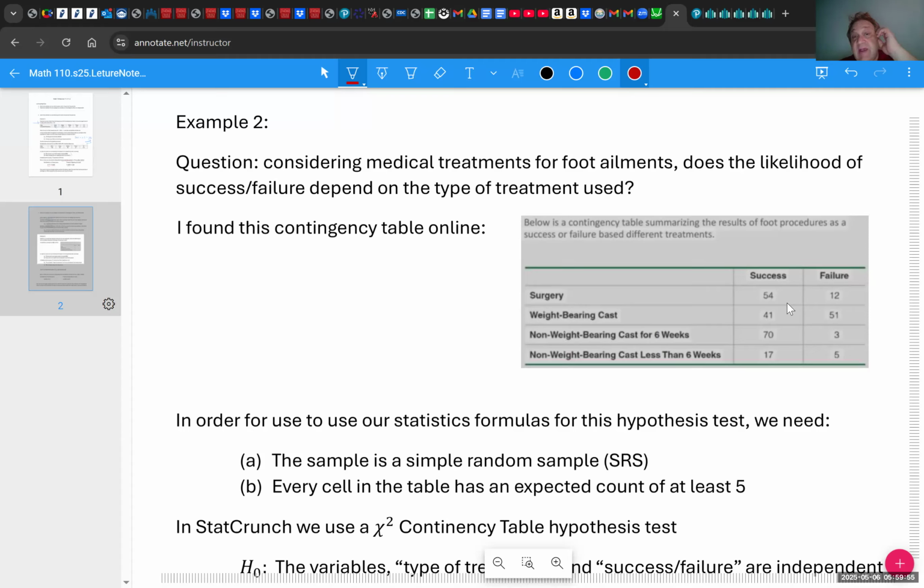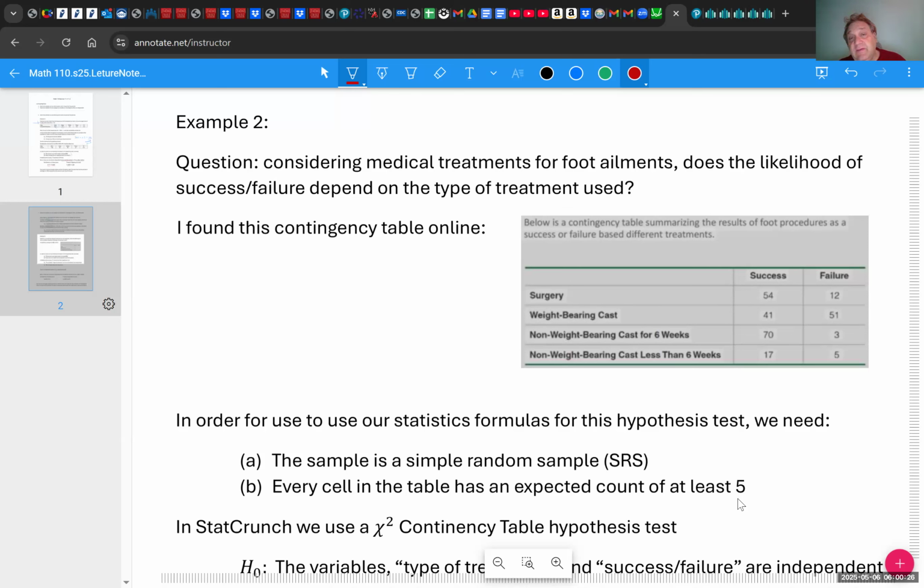All right, so we're going to test whether we can refute that the two variables are independent. We can never really prove they're independent, just that we have enough evidence or don't have enough evidence to refute the claim of independence. And I'll just go over again the requirements for us to use our statistics. We need a simple random sample, and every cell in this table, which means every number listed, has to have an expected count of at least 5.